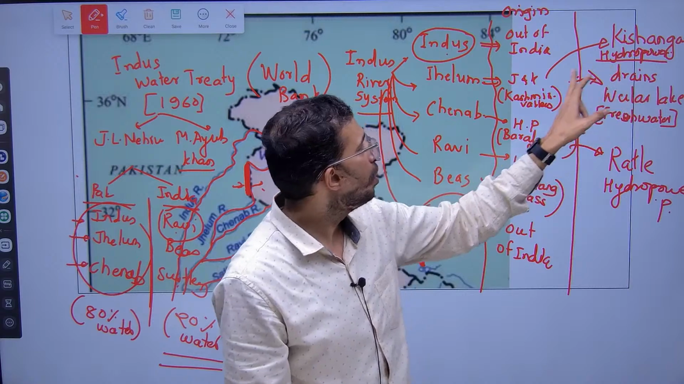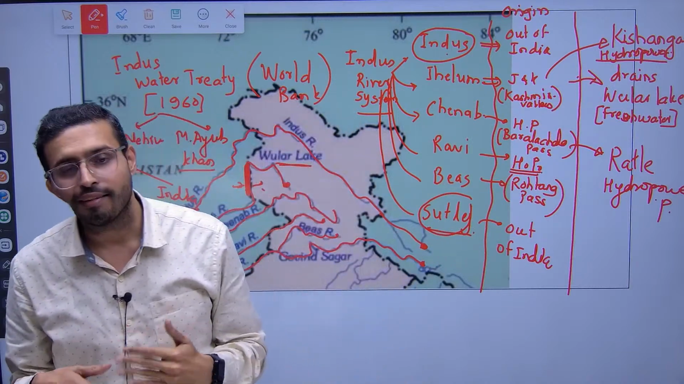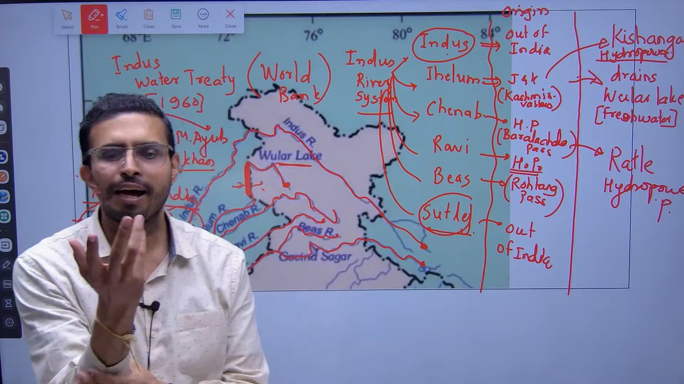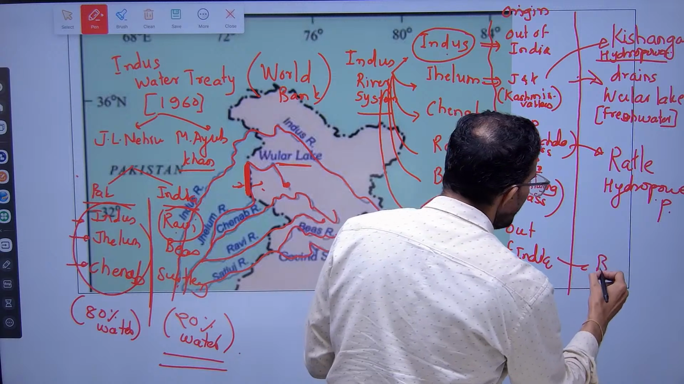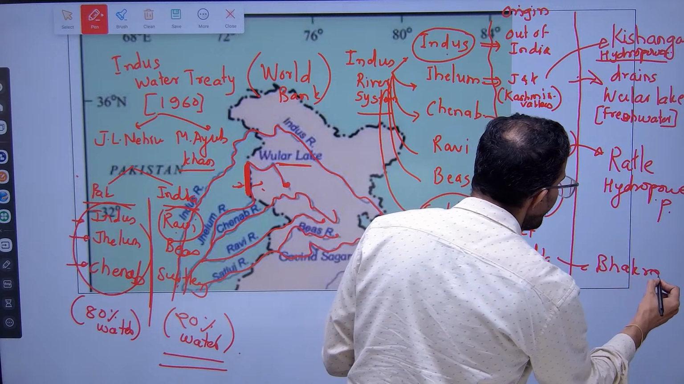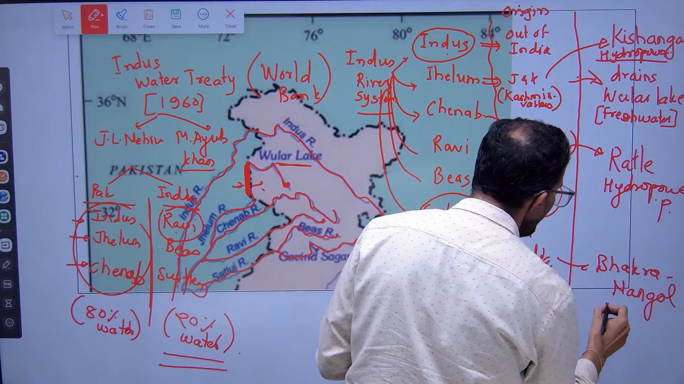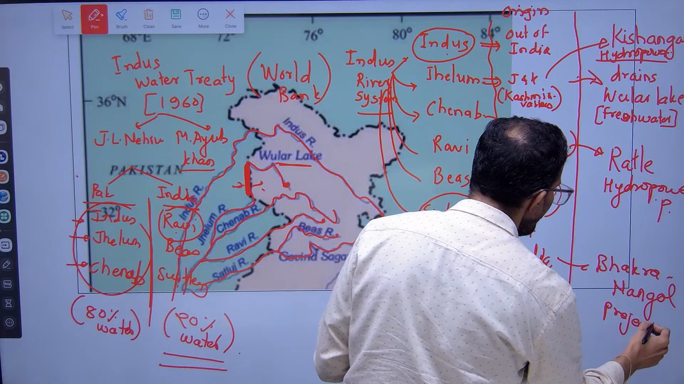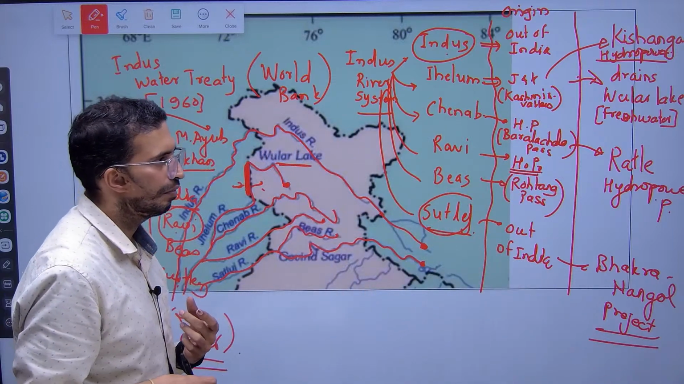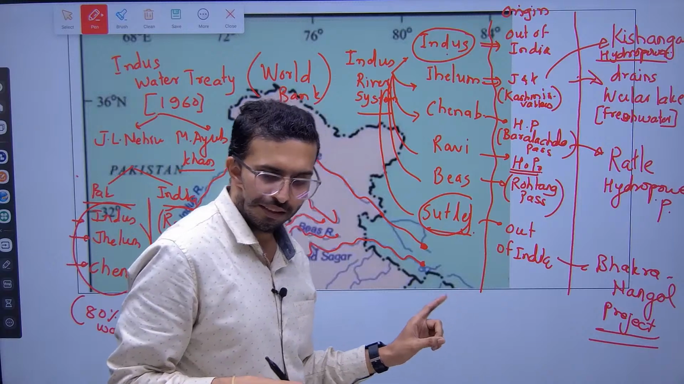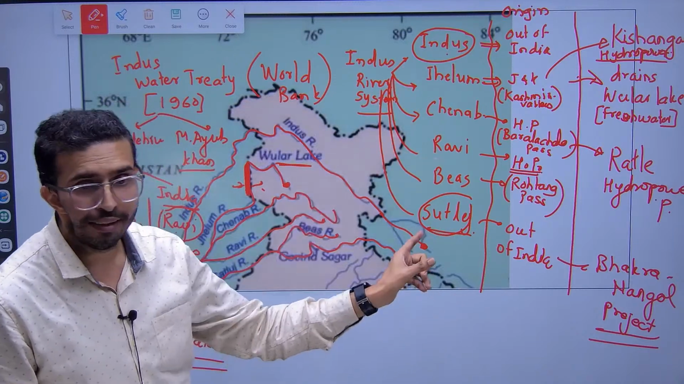Kishan Ganga is situated on which river? The Jhelum river. This is a question they repeatedly ask. The Bhakra Nangal project, yes, Bhakra Nangal project is situated on which river? Satluj river. Bhakra Nangal, the modern temple of India. Are you getting this fact? See, in one resource you won't find this kind of facts.